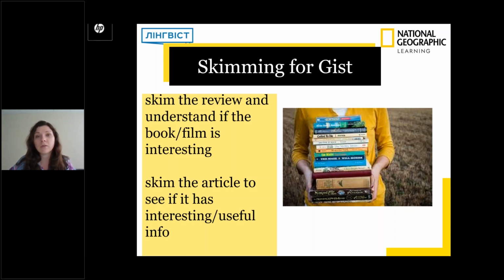That's why we also need to help our students get this idea, and they can get it reading nonfiction, because usually we read fiction for pleasure, so we read it much more attentively.